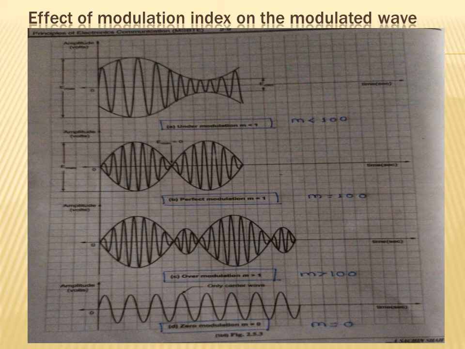And the last condition is Em equal to 0, which means what? Em is absent, the modulating signal is not present, only the carrier is present. So only the carrier signal is transmitted. So this is the effect of modulation index on the modulated wave.